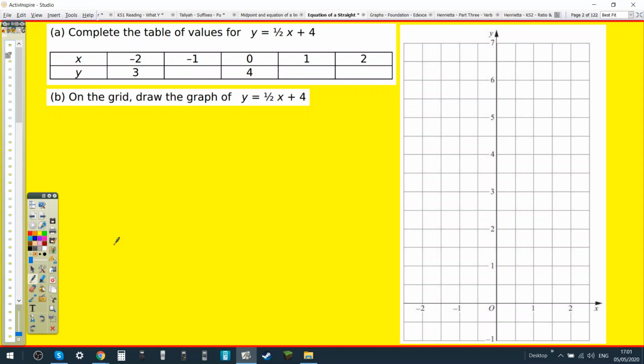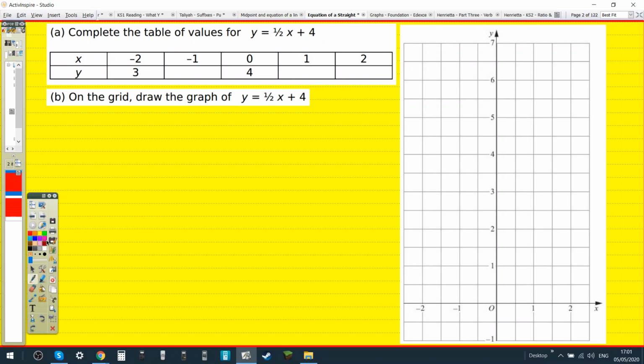So compute the values of half x plus 4. Okay, so for 2, it would be 5. Yes, that is 5. For 1, it will be 4.